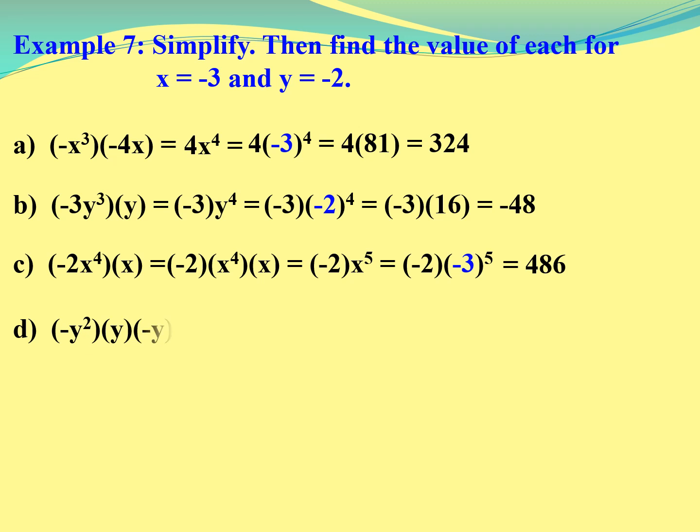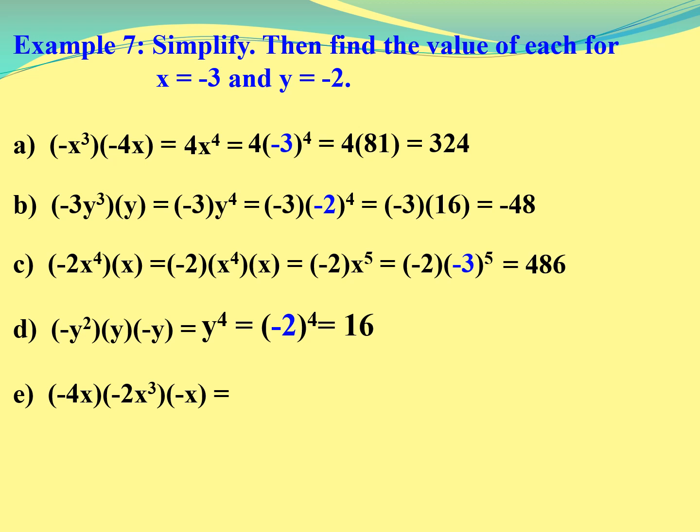Letter D. Negative y squared times y times negative y equals y to the fourth. Or, since y is negative 2, negative 2 to the fourth equals 16.